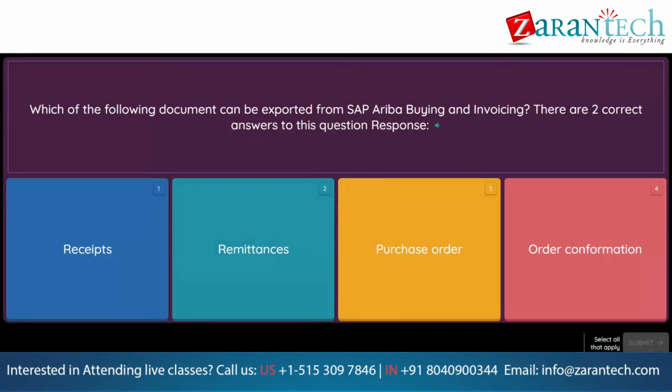Question: Which of the following documents can be exported from SAP Ariba Buying and Invoicing? There are two correct answers to this question. Response: Option 1 Receipts. Option 2 Remittances. Option 3 Purchase Order. Option 4 Order Confirmation.